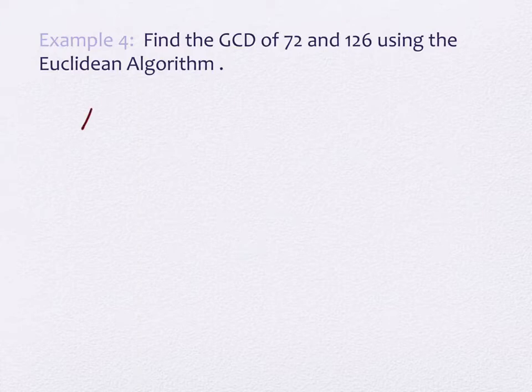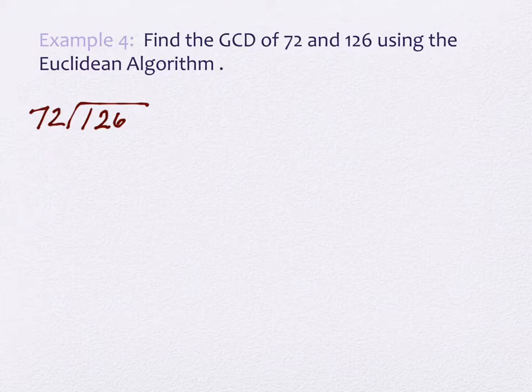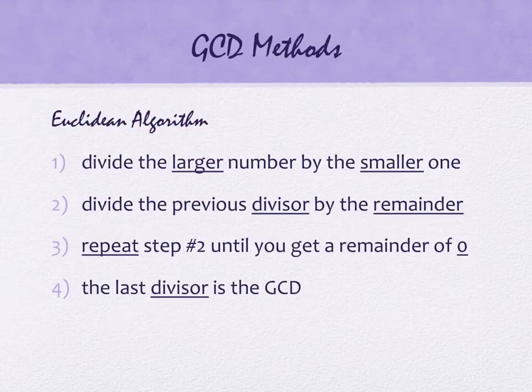So the bigger number is 126, and the smaller number is 72. How many times will 72 go into 126? One time, yep. I write the 72 here and I subtract, and what's the difference? 54. Yep, 54. Okay, so that's step 1. Divide the bigger number by the smaller number.